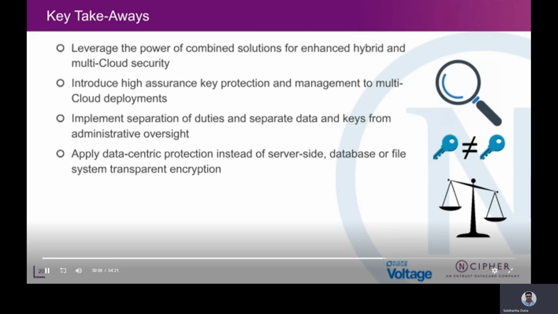We can introduce that high assurance key protection, that strong control on the use of keys, and that localization of where the keys get used and by which applications, and then branch that out into security controls that actually apply to the data and that can be applied in all of those different scenarios that Sid just sketched out.